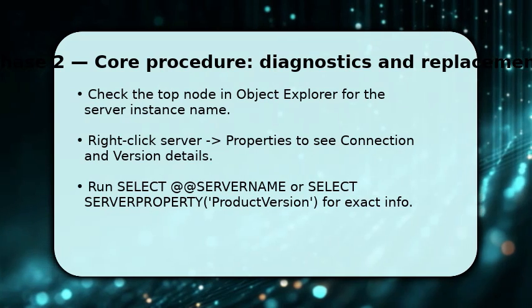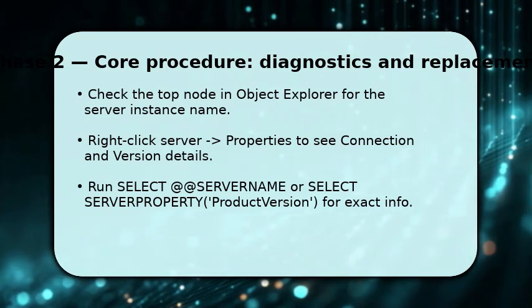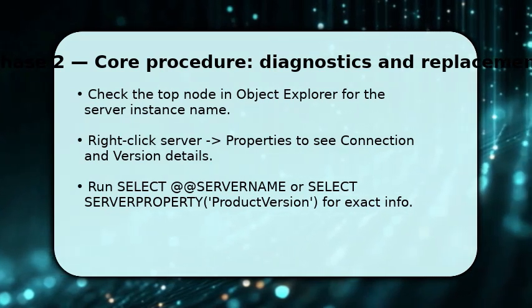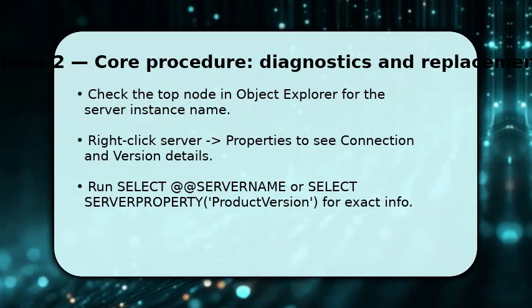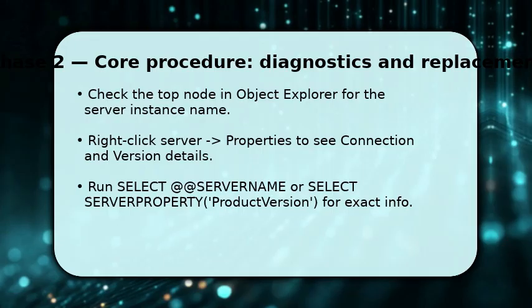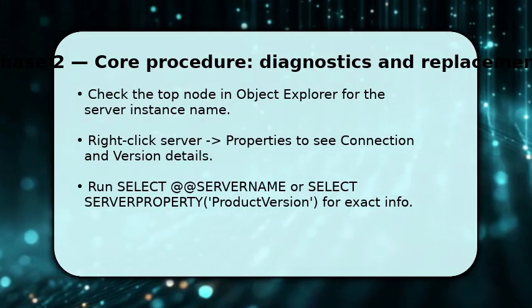Once done connecting, look at the top node in Object Explorer. That label is the instance name shown to SSMS. Right-click the server node and choose Properties to view the connection and general pages. These show the server and version information.